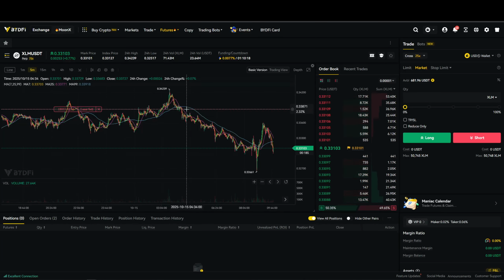So that's why I've got a limit sell right around 0.338. I don't know for a fact that it will hit that. It could be a little bit lower even, but that's what I'm seeing that it could hit for a short. So I've got my limit sell set right there.